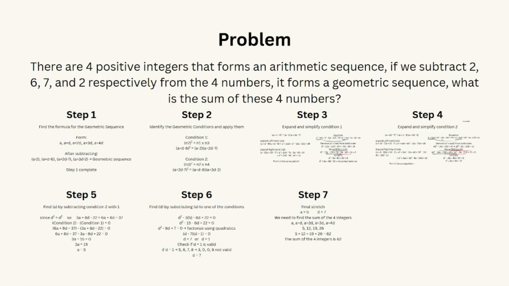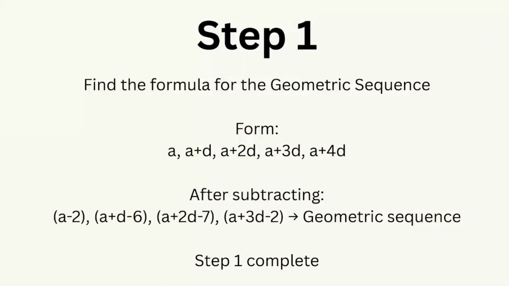This is the problem that we are going to be discussing today. There are four positive integers that form an arithmetic sequence. If we subtract 2, 6, 7, and 2 respectively from the four numbers, it forms a geometric sequence. What is the sum of these four numbers? We will be doing this in 7 steps. Let's go on to step 1.